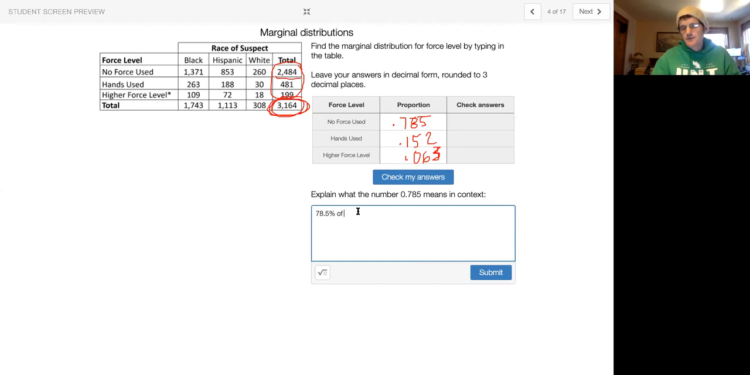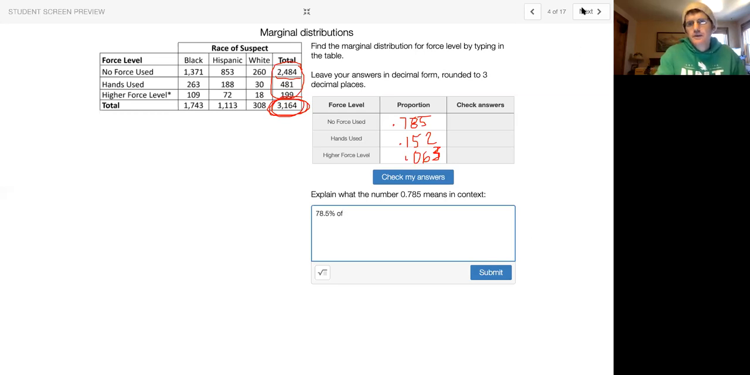Okay, so 78.5% of, and it is good that they ask this question. A lot of statistics is putting things back into context. So much of your statistics answers when you get to your FRQs are going to be not just what is the answer, but explaining, running through all the processes to get that right, and to be able to put that into context and put it into writing. So 78.5% of encounters with the police had no force used, something to that effect.